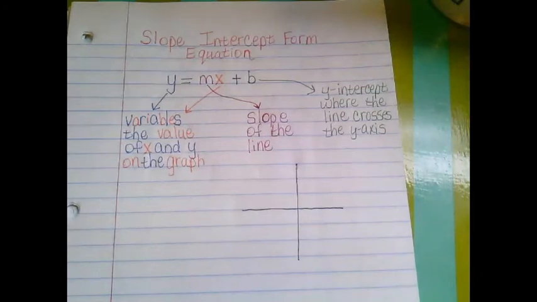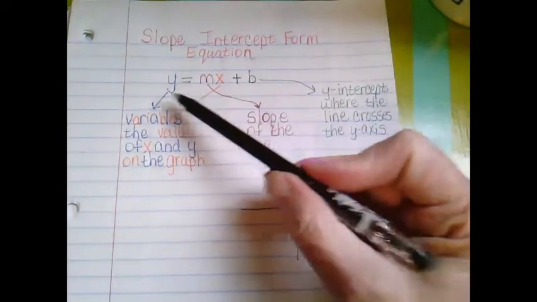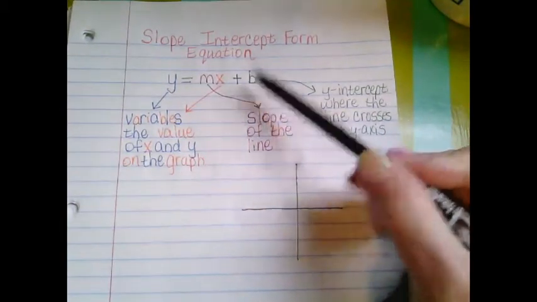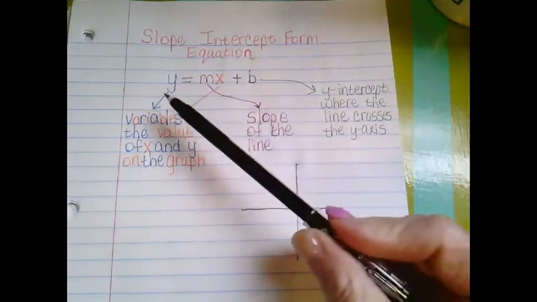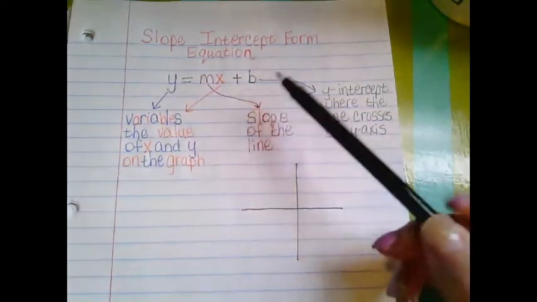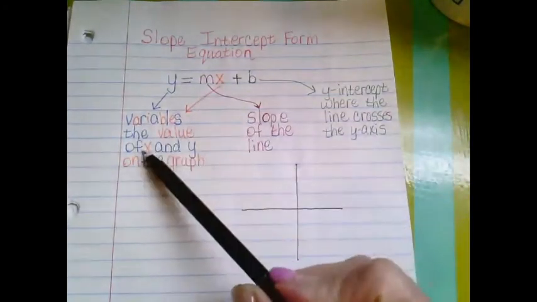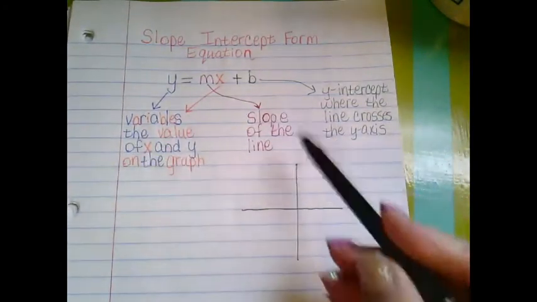First, we're going to talk about slope-intercept form equation. And this is the equation y equals mx plus b. Every letter in this equation represents something. The y and the x are variables, and they are the value of x and y on the graph.